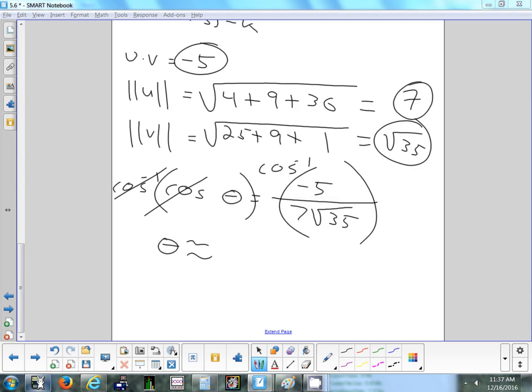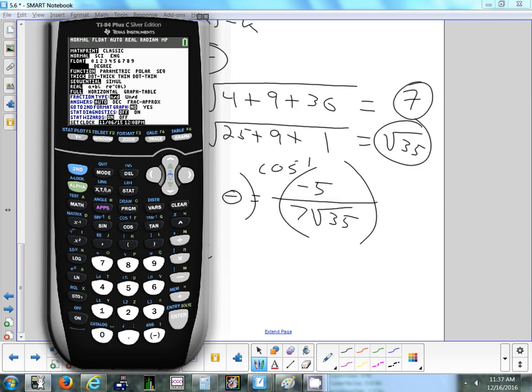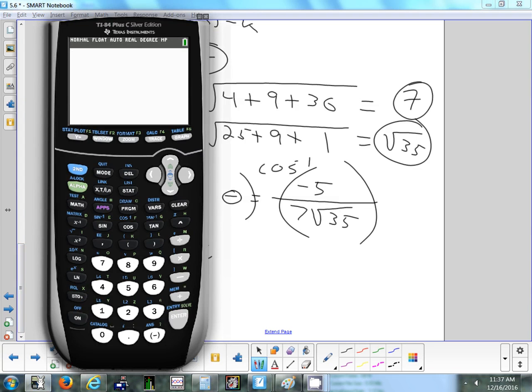Okay, if you've got a scientific or graphing calculator, you can type all that in one step. You just have to use parentheses. As far as the mode, you could be in degrees or radians. I usually do it in degrees, unless the problem tells me not to. All right, so inverse cosine, -5 divided by 7 square root 35. Type it in exactly like that. Might not need the extra set of parentheses, but if you put them in like I just did, it won't hurt anything. Okay, so the angle is about 96.9 degrees.